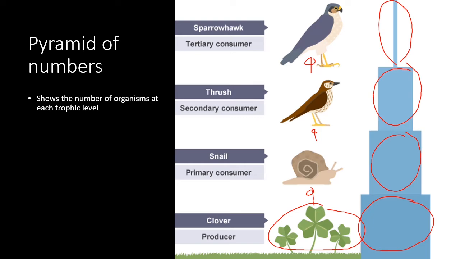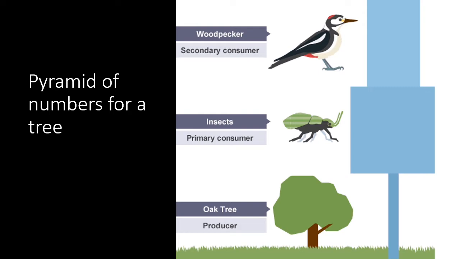If we take an example of a tree. Certainly lots of different animals can live on one tree. So it looks a bit like this then. You've got one producer, then lots of primary consumers, and then your secondary consumers. And you can see quite clearly here, it's not a pyramid shape anymore. And so it's quite confusing.